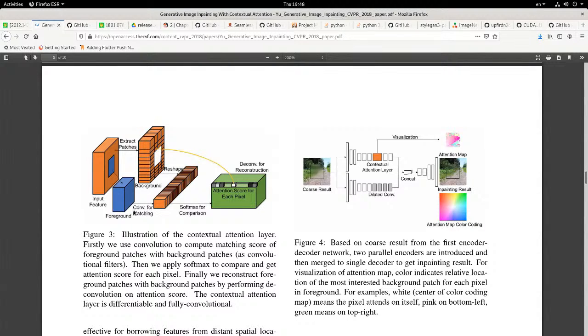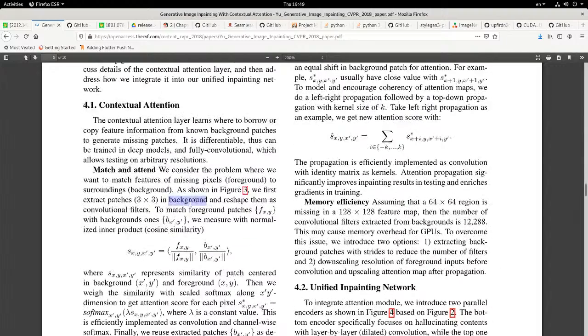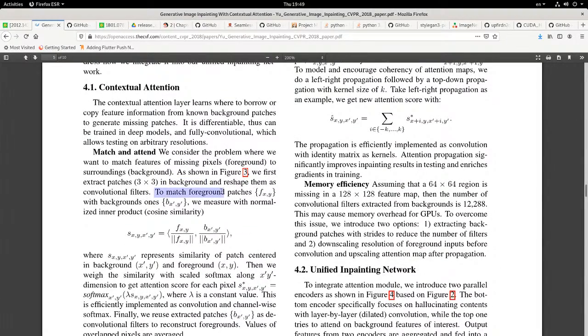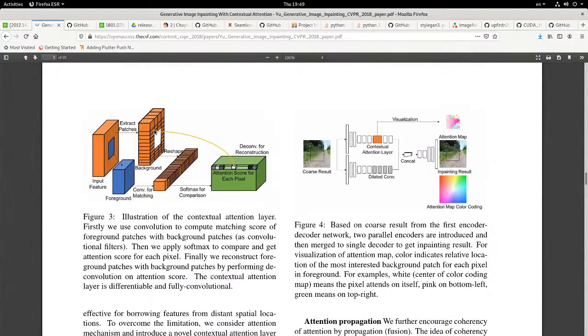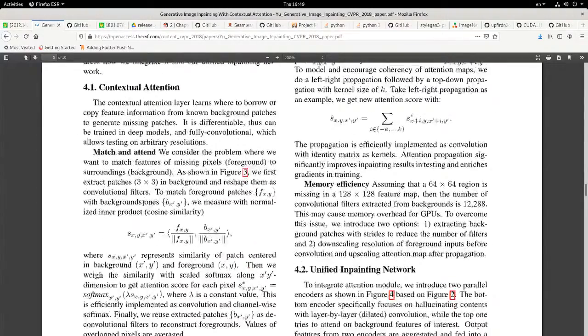Conv for matching. Softmax for comparison. Yeah, I'm really not understanding this. Okay, match foreground patches with background ones. So do they literally just cut out, like, segment the image into 3x3 things? What's the point of that?